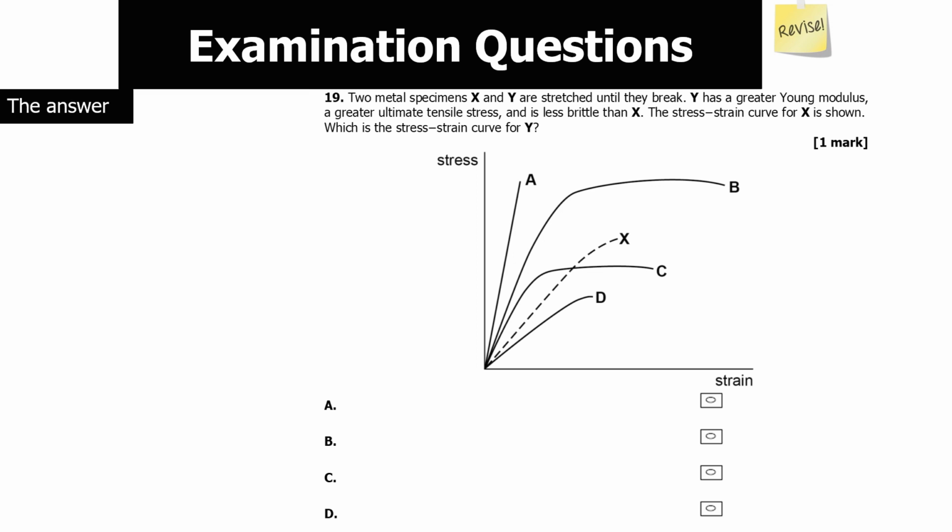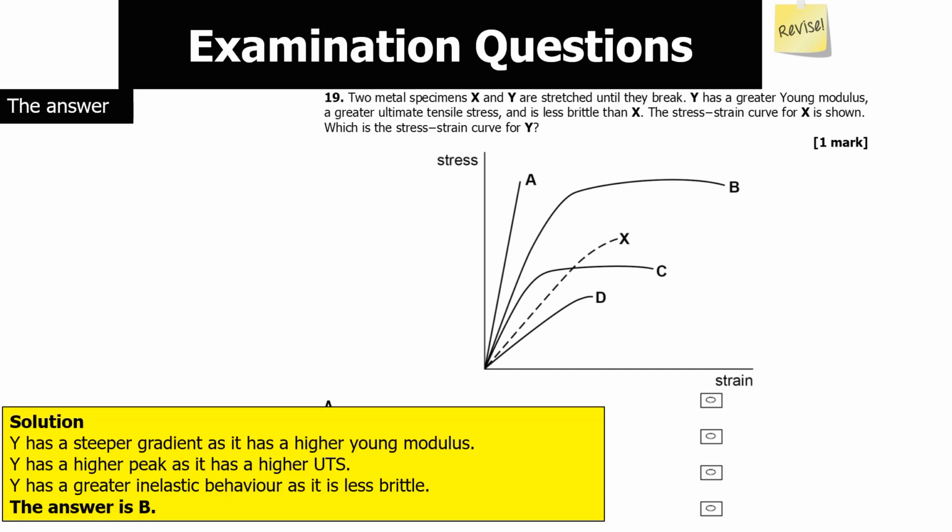Right, so we can tell from the information that Y will have a steeper gradient because it's got a higher Young's modulus, and the Young modulus is the gradient of the line. Y will have a higher peak because there's a higher UTS, and UTS is the peak of the line. And Y will also have greater inelastic behaviour, so greater curvature, because it's less brittle, and a brittle object is one that doesn't exhibit much inelastic behaviour. So the correct answer is B.